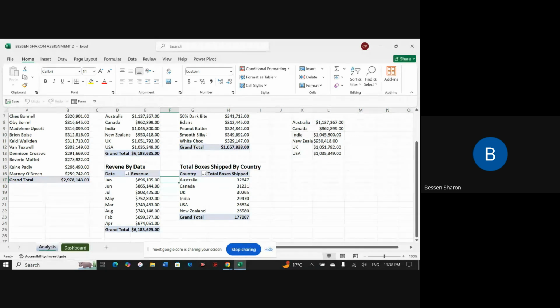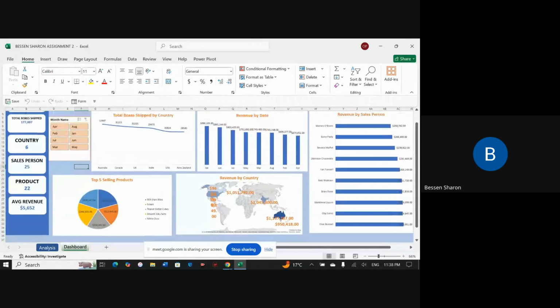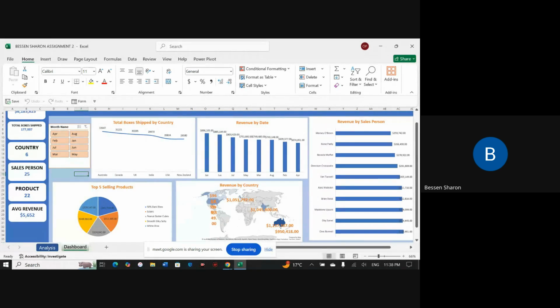And highest number of boxes shipped was in Australia. We had the least shipped in New Zealand. Now, heading to my dashboard, this is the chart. My dashboard. This is what I use. I also use my other slides to it in case you want to see what we got in April for that year, August, February, and the like.